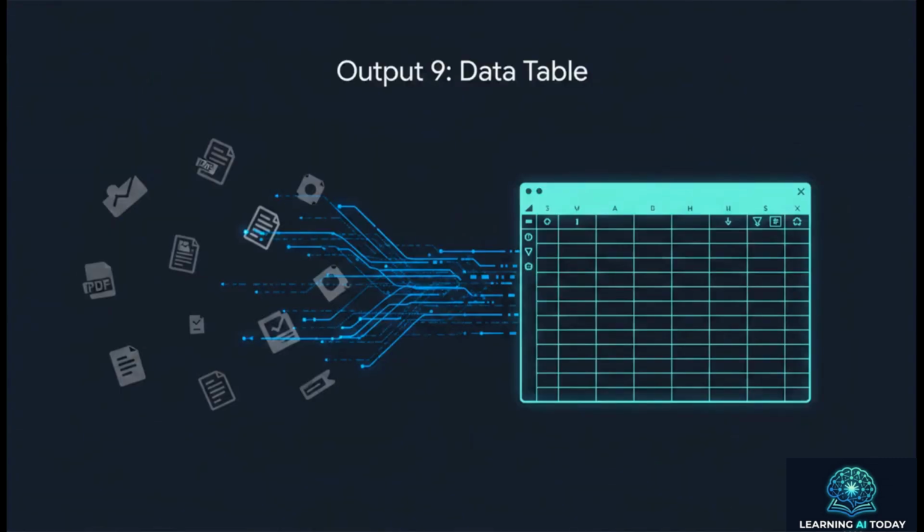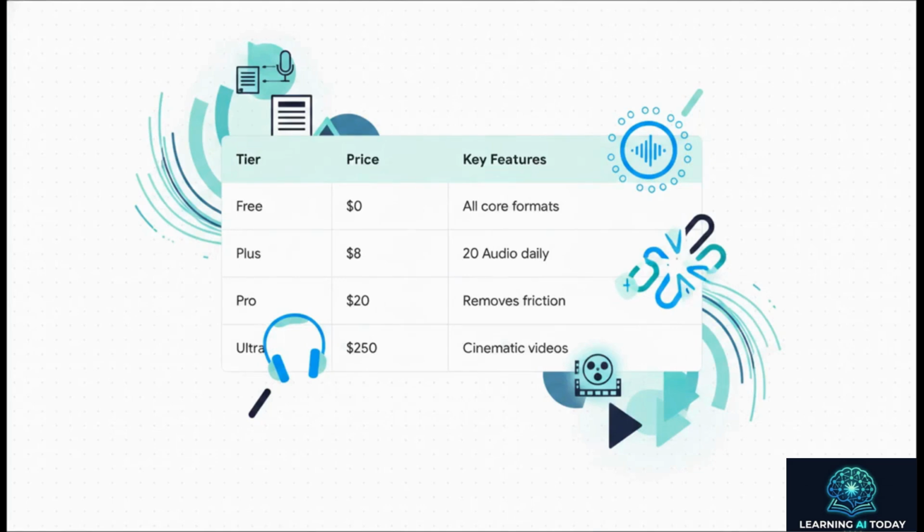And finally, wrapping up the studio, Output 9 is the data table. Say you upload 10 different competitor pricing PDFs or a bunch of scattered research metrics. This output pulls all of that disconnected data from across your files into one single, clean, sortable, and filterable spreadsheet. I'm telling you, the hours of manual data entry this saves, it literally cannot be overstated. It's a lifesaver.